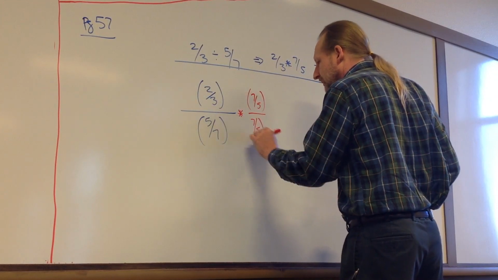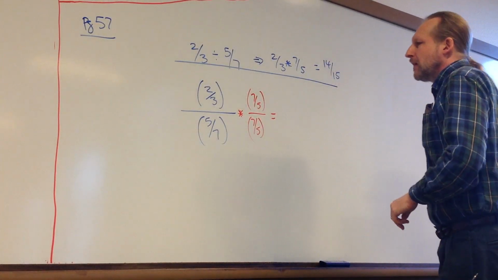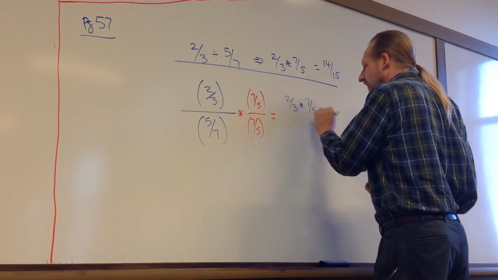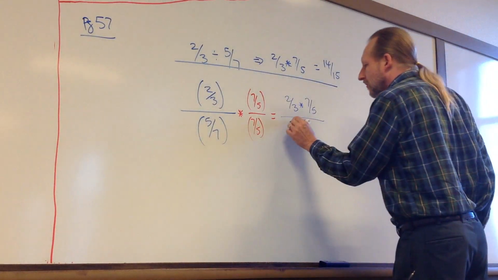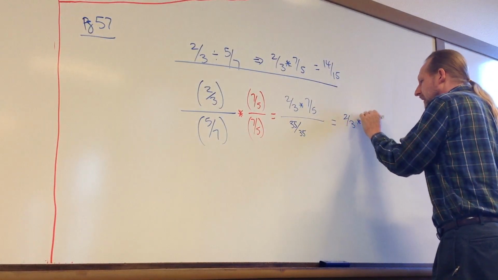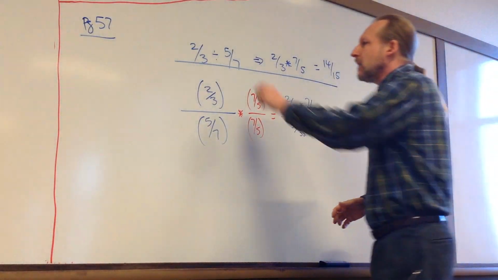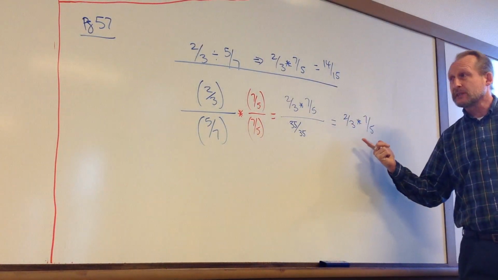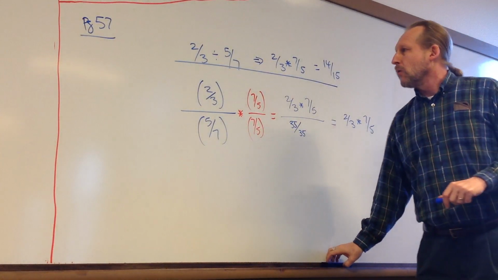7/5 over 7/5. Why am I going to choose that one? Well, on the top, I get 2/3 times 7/5. What do I get on the bottom? 35 over 35. That's 1. And so this is 2/3 times 7/5. So there's one reason why, if you want to calculate division of fractions, you can multiply by the reciprocal of the second fraction. Okay? There's one explanation why that works.